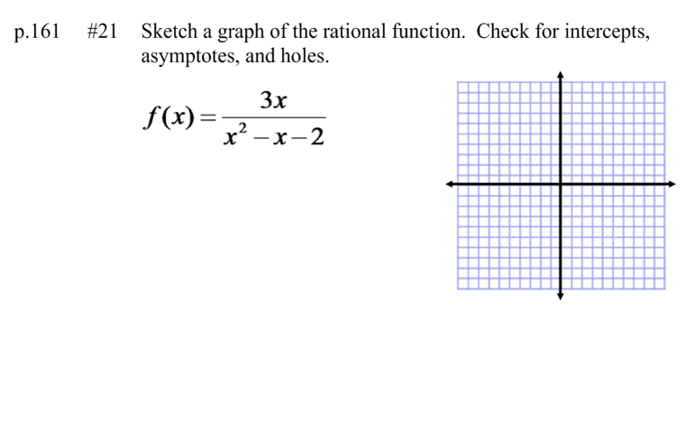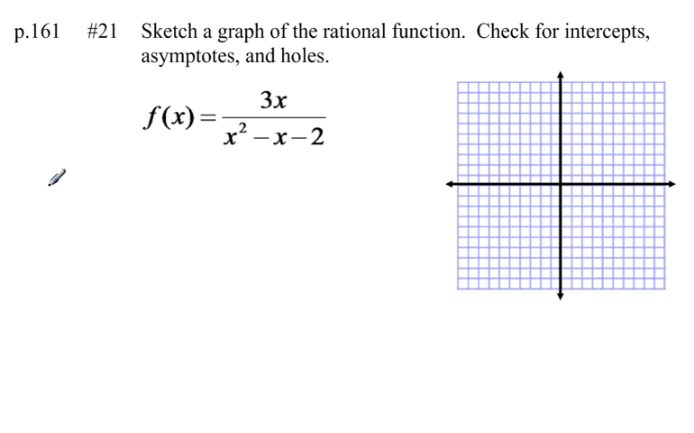Page 161, number 21. Sketch a graph of the rational function. Check for intercepts, asymptotes, and holes. And our function is 3x over x squared minus x minus 2. So before we sketch a graph, let's do these other things. Check for intercepts, asymptotes, and holes.